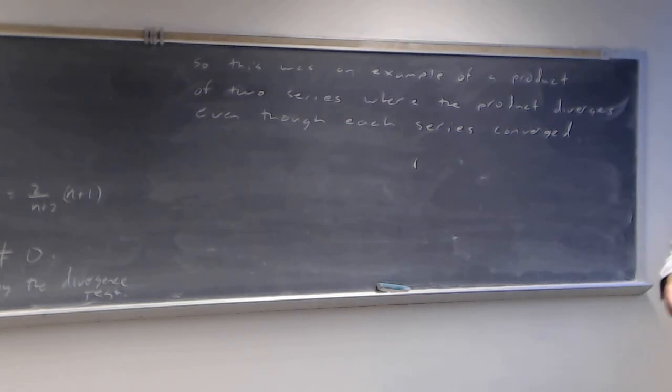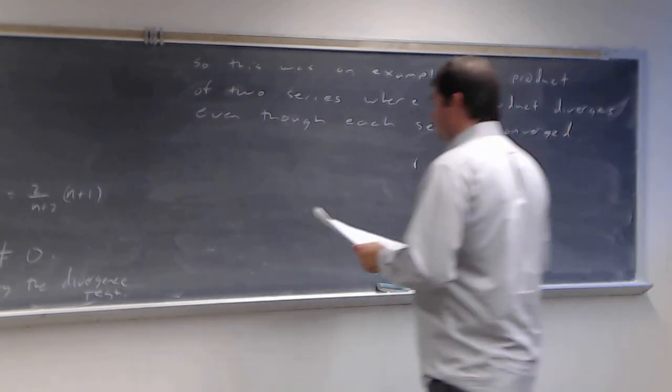Okay, so we'd like to have some kind of information that will help guarantee when the product will converge, because we have an example here where the two series did converge, but the product didn't. So what do we need to ensure that the product will converge? Well, here's the theorem.